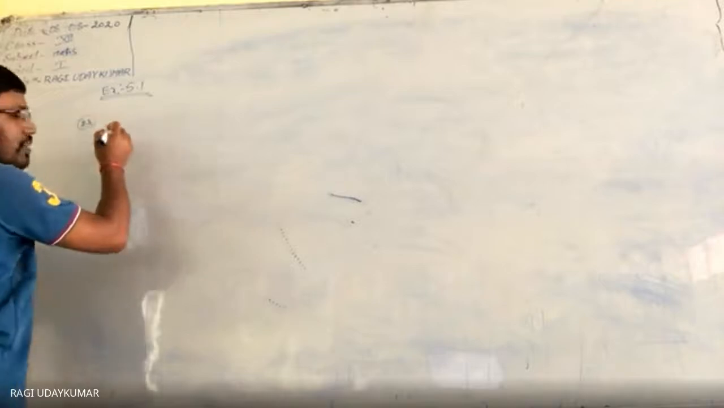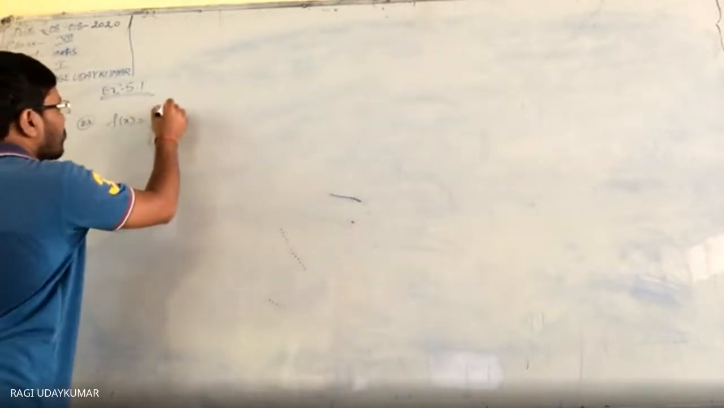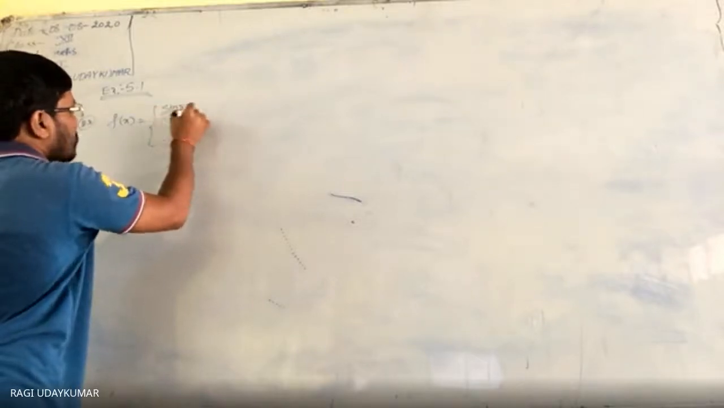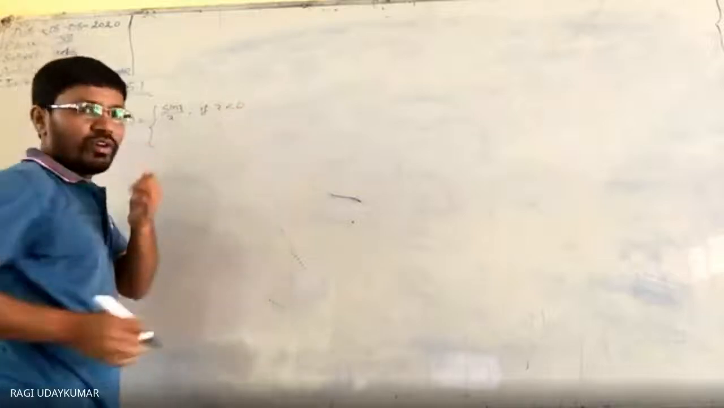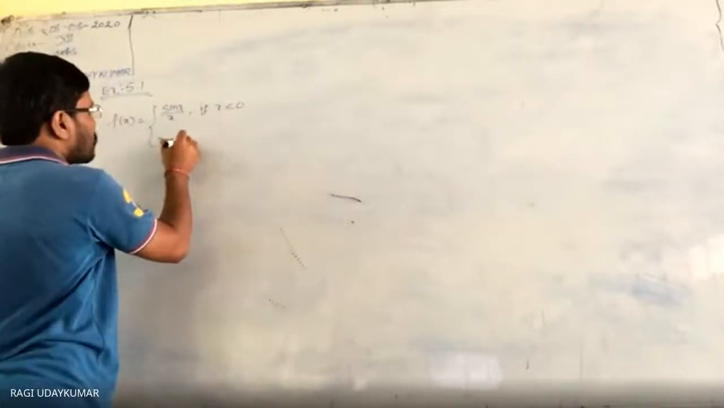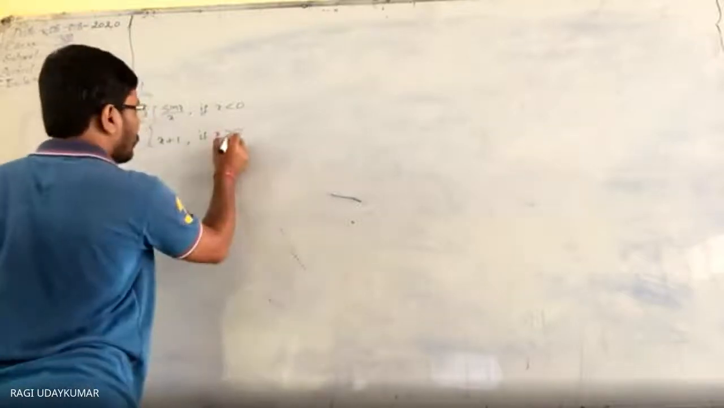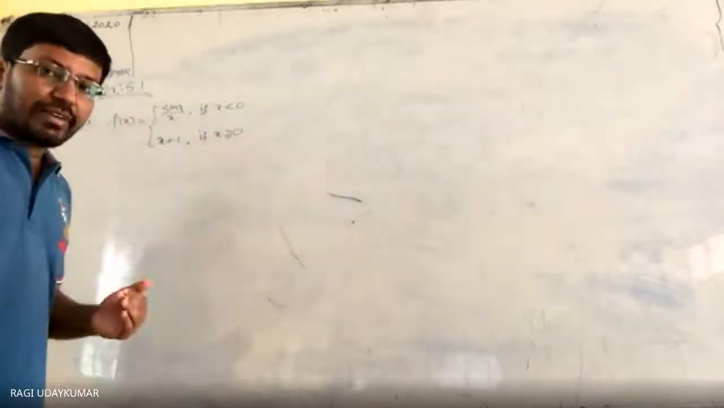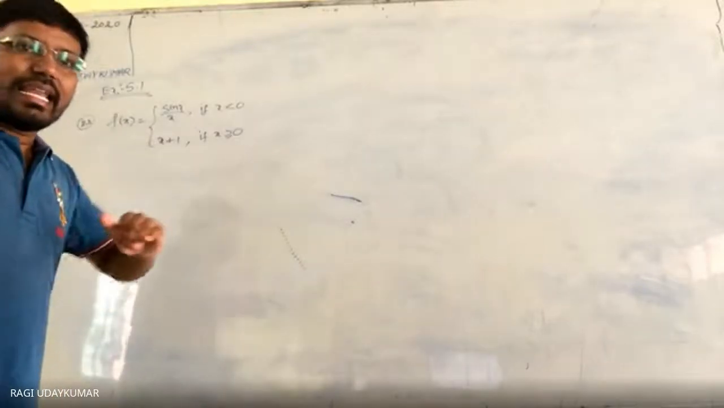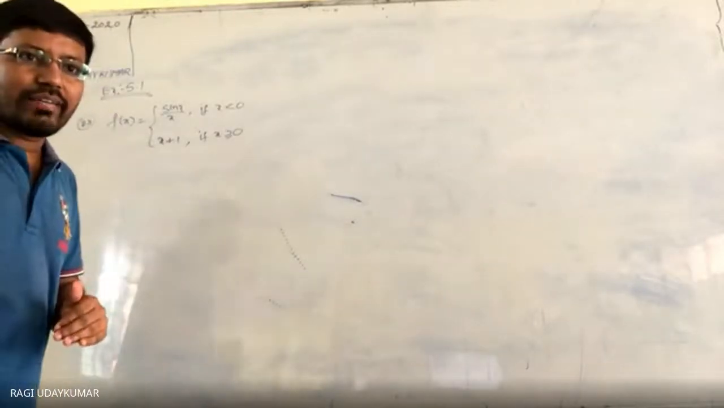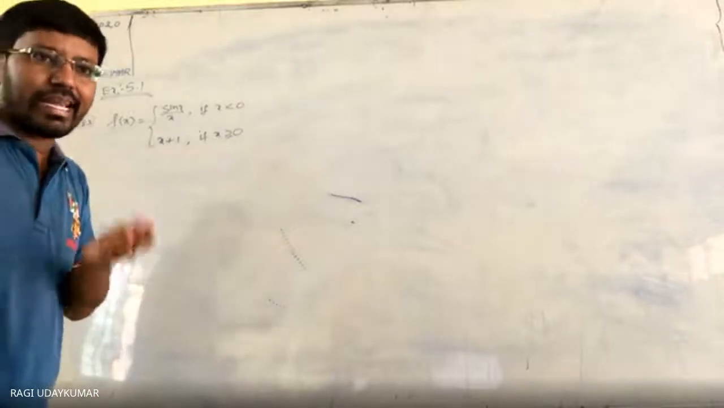If you see, what is the question given? f of x is equal to sin x by x if x is less than 0, and it is equal to x plus 1 if x is greater than or equal to 0. So this function is a split function at 0. So we need to take into consideration one case less than 0, one case equal to 0, and one case greater than 0. Three cases are to be taken into consideration.